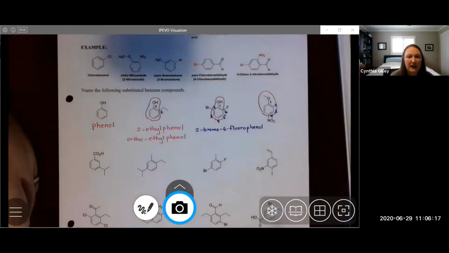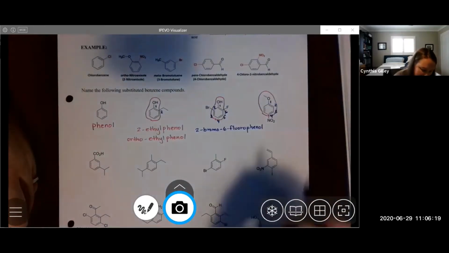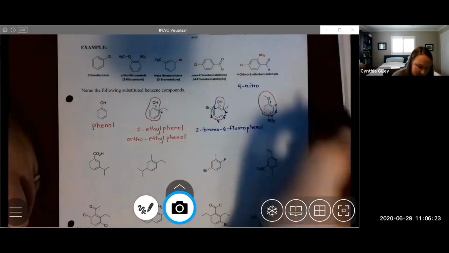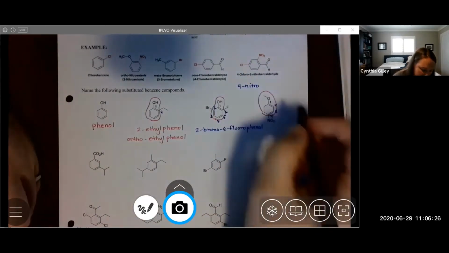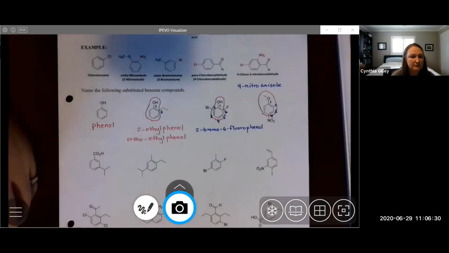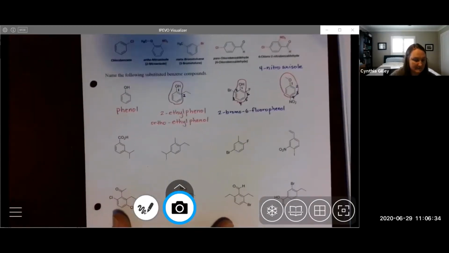Okay, so from here, they're going to be para or 1,4. And so I like the numbering better. So 4-nitro. I want to recognize this is a nitro group. 4-nitroanisole. Okay, stop me if I'm going too fast.